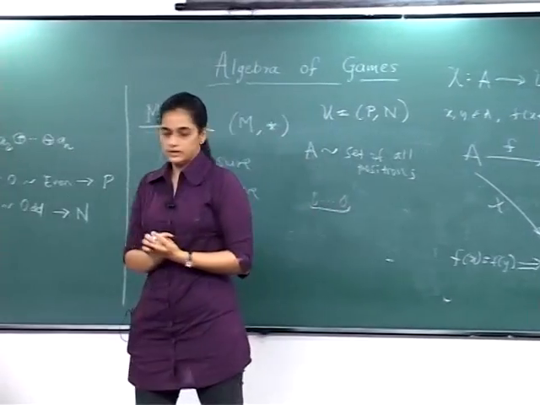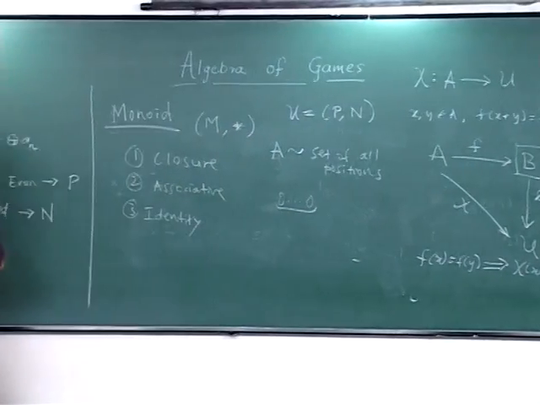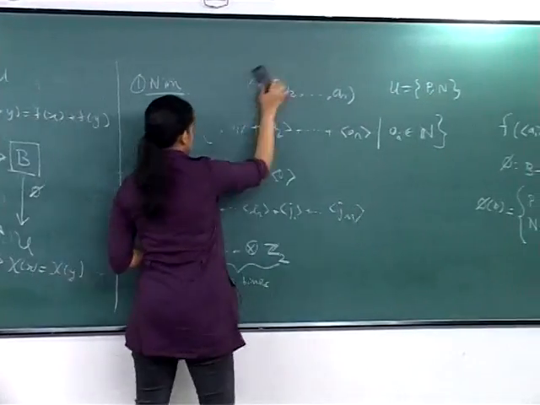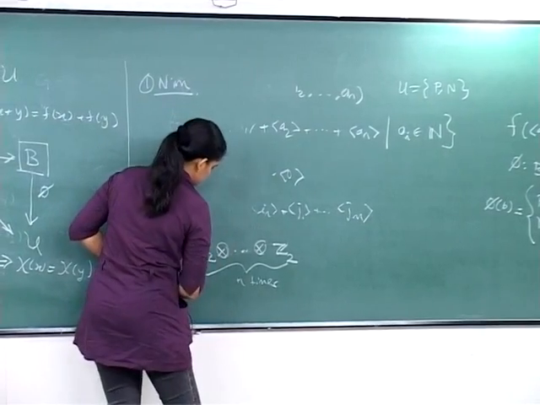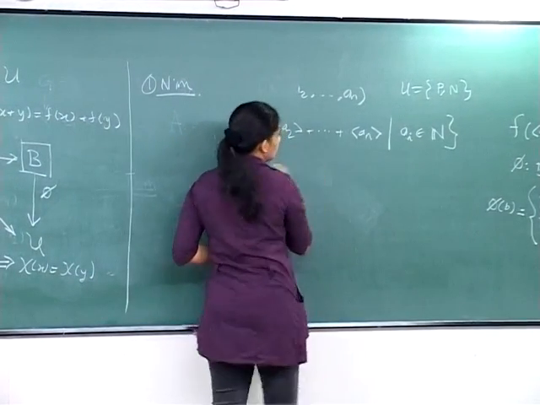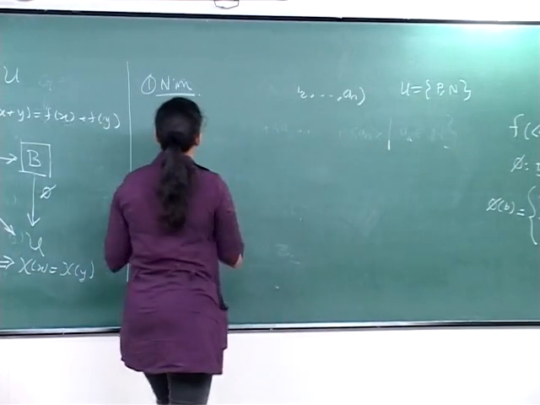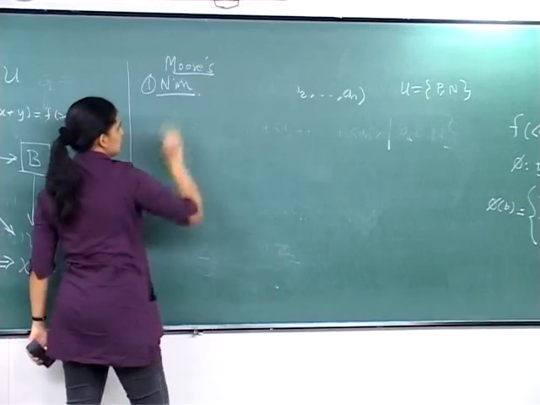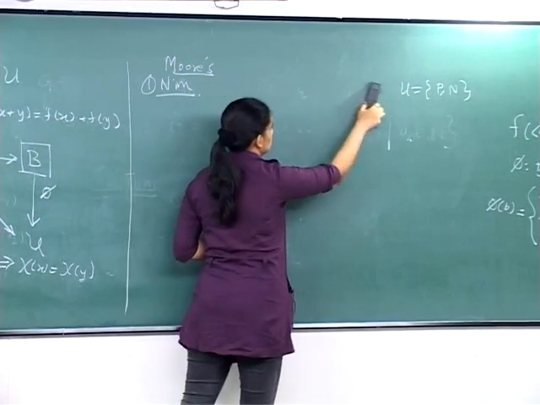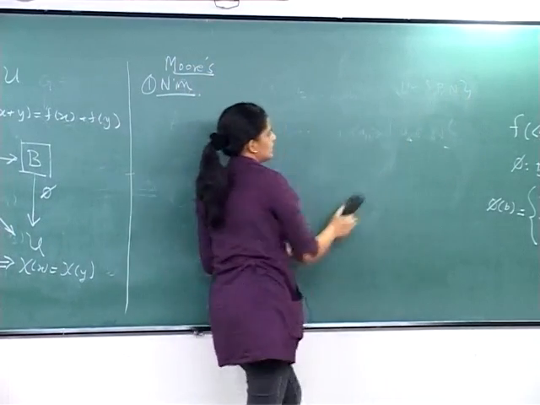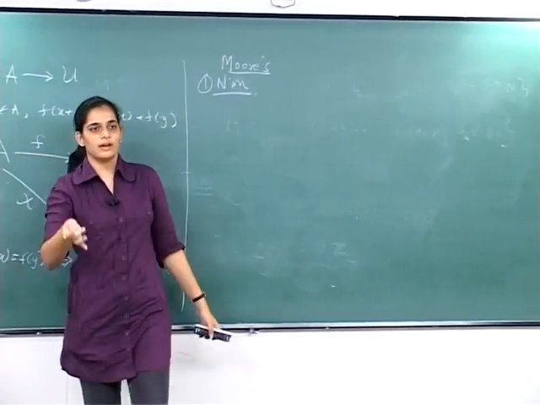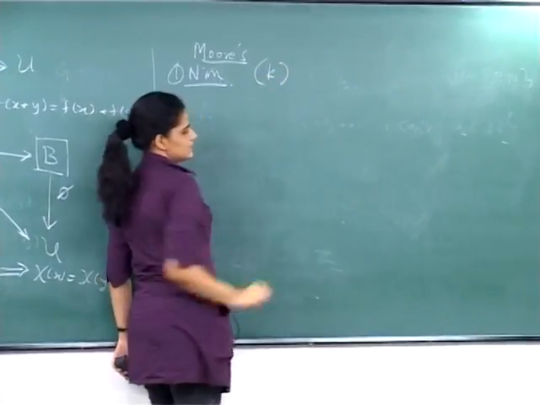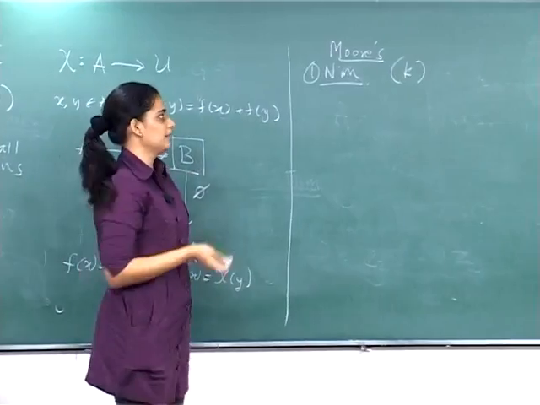I'll take one more example, another variation of nim which we can do. Actually, this all remains the same. This is called Moore's nim. This is a variation of nim. In this game, instead of affecting just one pile, you can affect some k minus 1 piles. Moore's nim with a parameter k means that in any position you can affect k minus 1 piles.